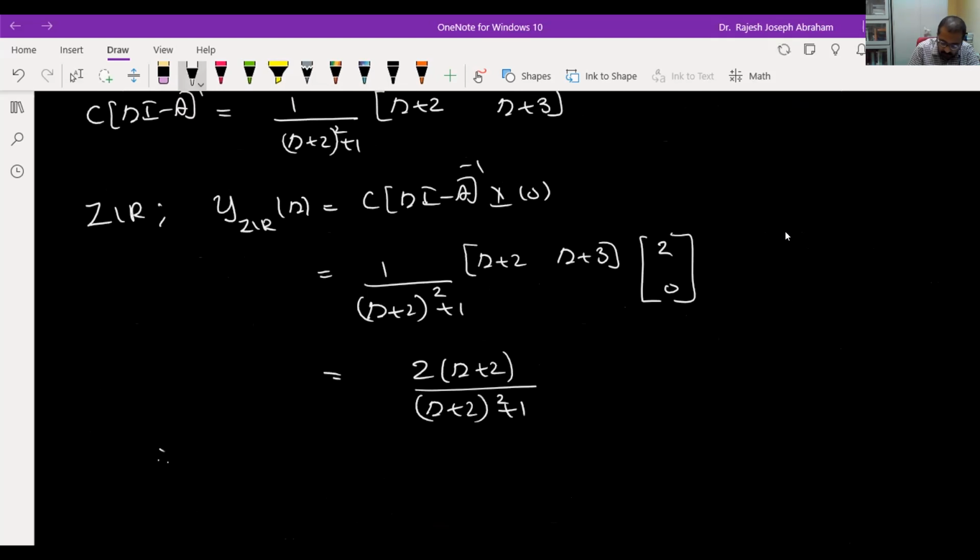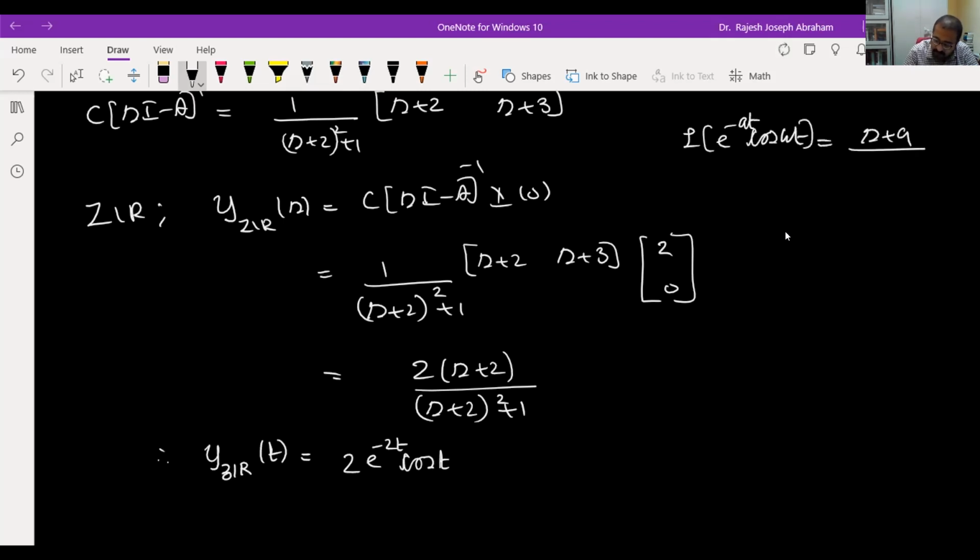So what will be the zero input response as a function of time t in the time domain? L inverse of this thing. So what will you get? 2 e raised to minus 2t cos t. Okay, because L of e raised to minus a t cos omega t is s plus a divided by (s plus a) whole square plus omega square. Okay, so this is the first part.